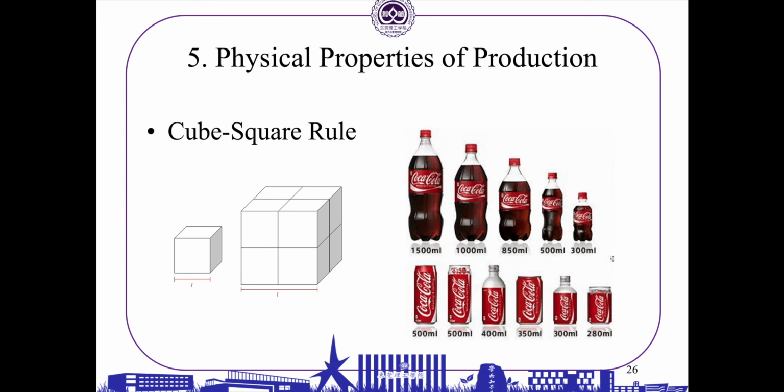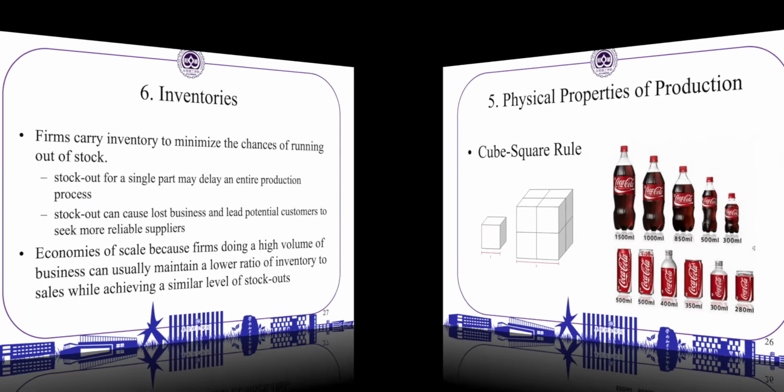For example, you want to double the volume of a bottle of cola. You need less material than the extra volume. This is because the cost of material of a bottle is only the surface of the bottle. The oil pipeline is another good example of this rule.